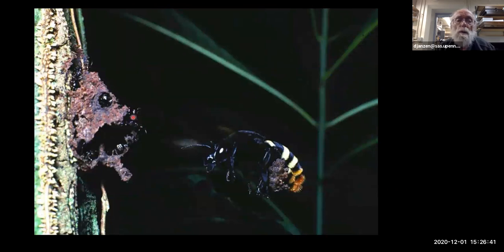Here's the social bee nest over here. It's made by a small species of bees. See, little bees here, a little one there. They're not very big. They're a quarter inch long, something like that. And here's a very large bee. This is bigger than any bumblebee you've ever seen. It's almost 2 inches long.